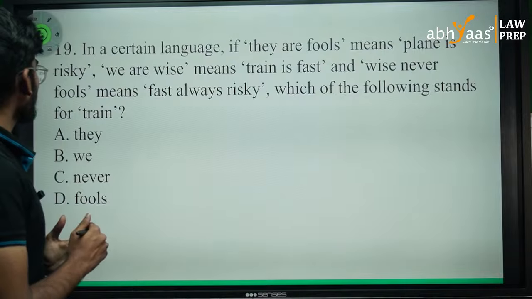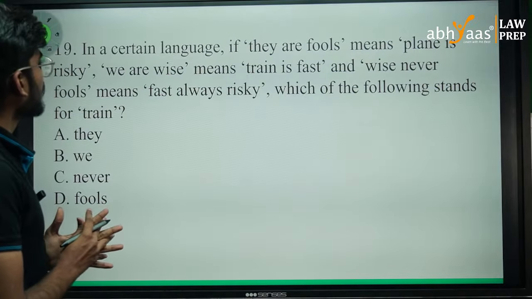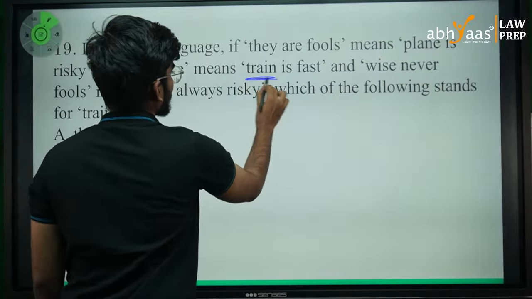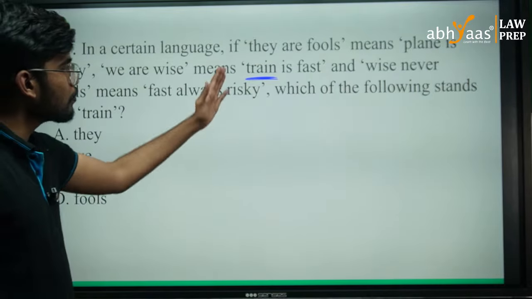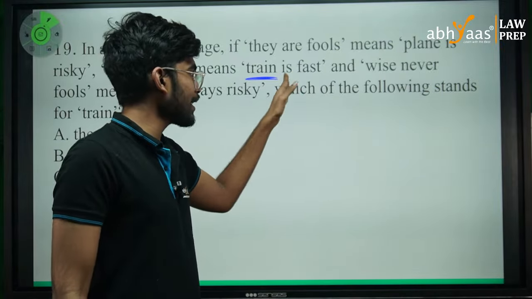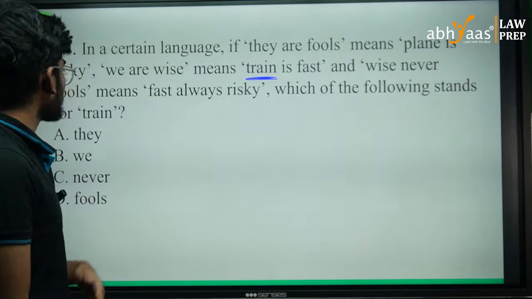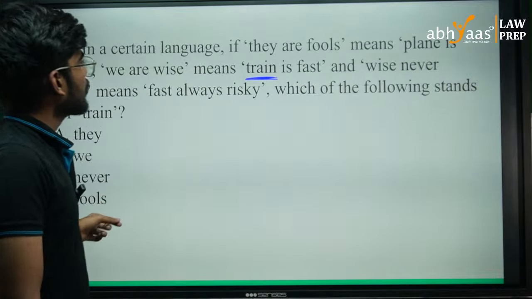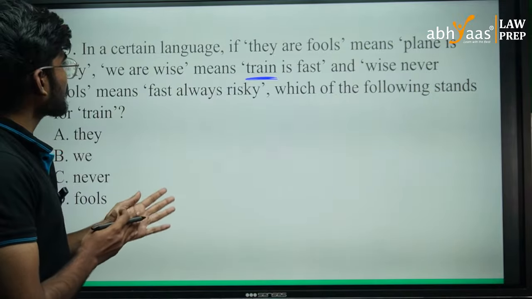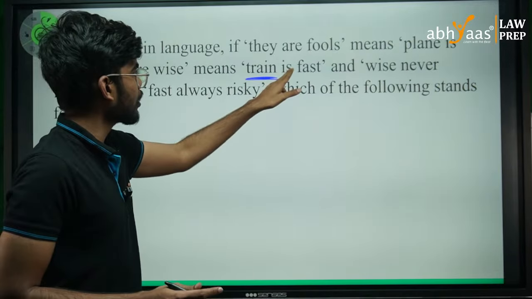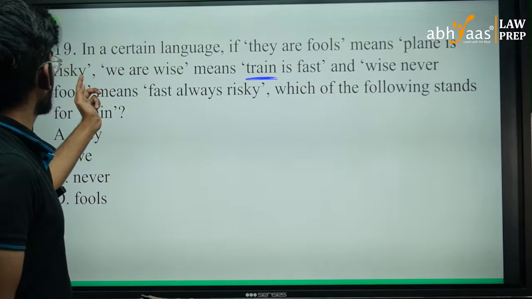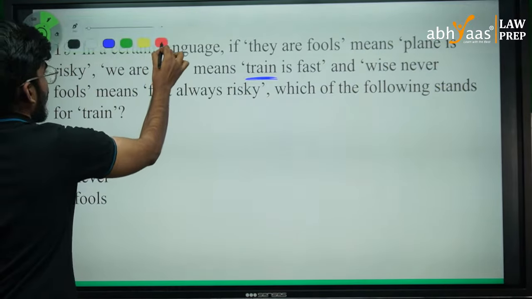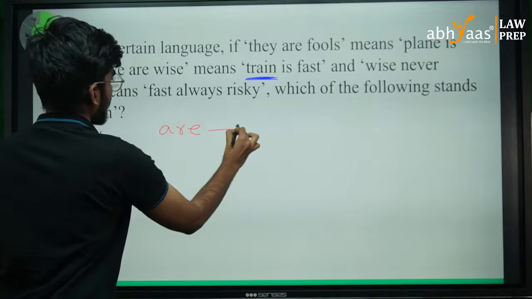Moving to this, the following stands for the word train. So we are supposed to calculate the code of train. To know it, we are supposed to calculate ease and fast, or if train is mentioned in any other place, you can do that directly. "Fools means plane is risky." Between 1 and 2, ease is common. So R means ease.